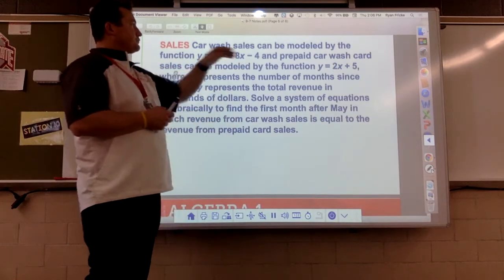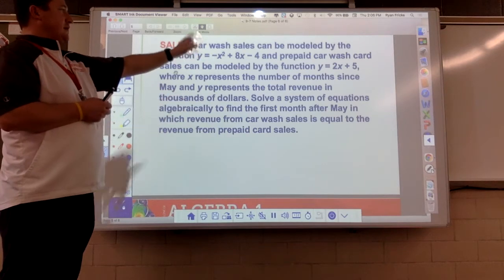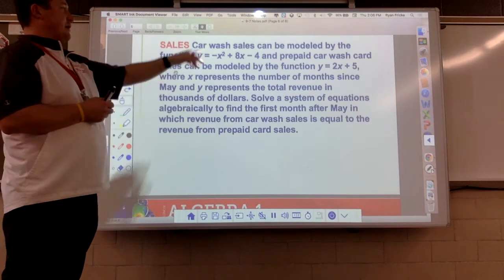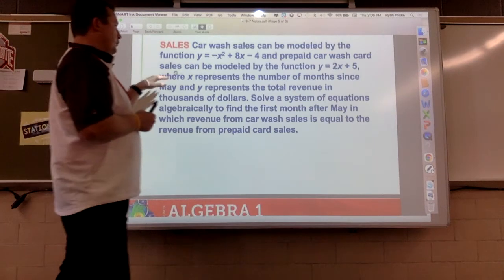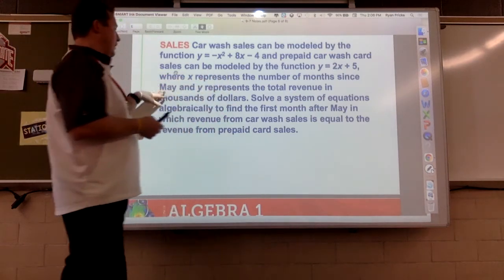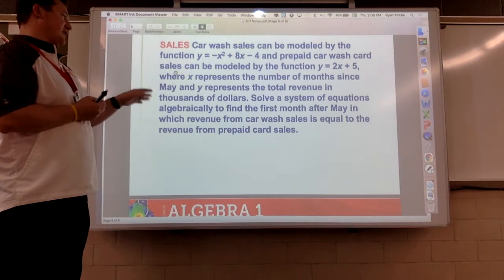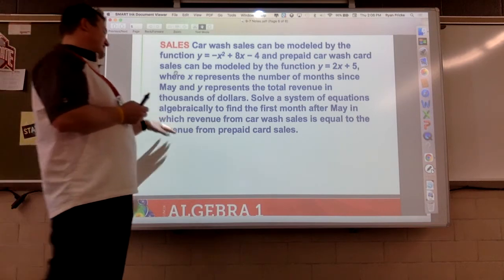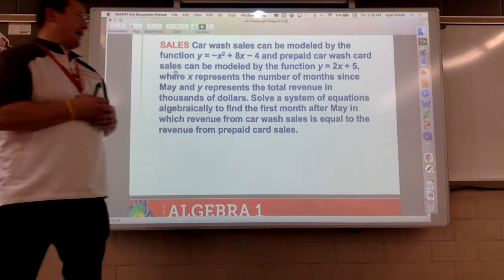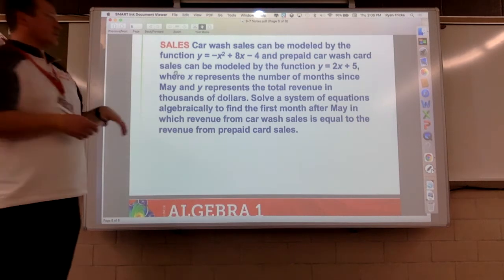Okay, here we go. We can model car wash sales by this function, and prepaid car wash sales can be modeled by that linear function, where x is the number of months and y represents the total revenue. Solve a system to find the first month after May in which revenue from the car wash sales is equal to that one. So in other words, we want to find out when these two are equal to each other.